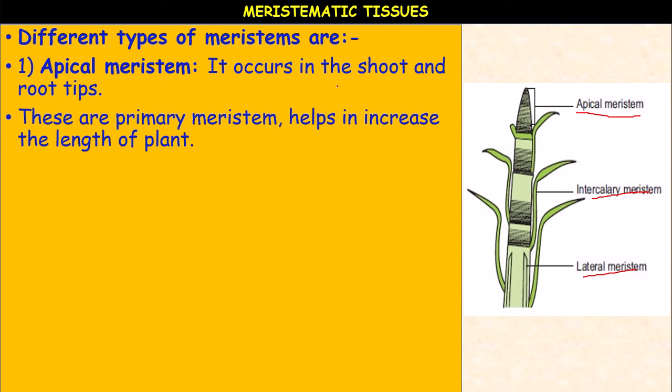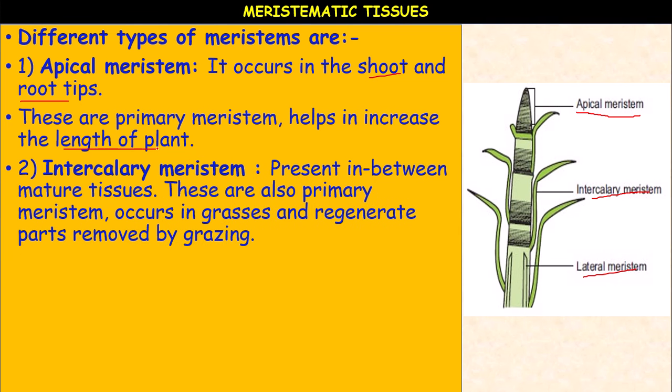Apical meristem occurs in the tip of the root and shoot, the growing regions of the root and shoot. Below the growing tip, which type of meristem is present? Apical meristem. These are primary meristems, which help in increase in the length of the plant. They are present at the tip of the stem and root and their branches, and they lead to growth in length. Apical meristem leads to growth in length.